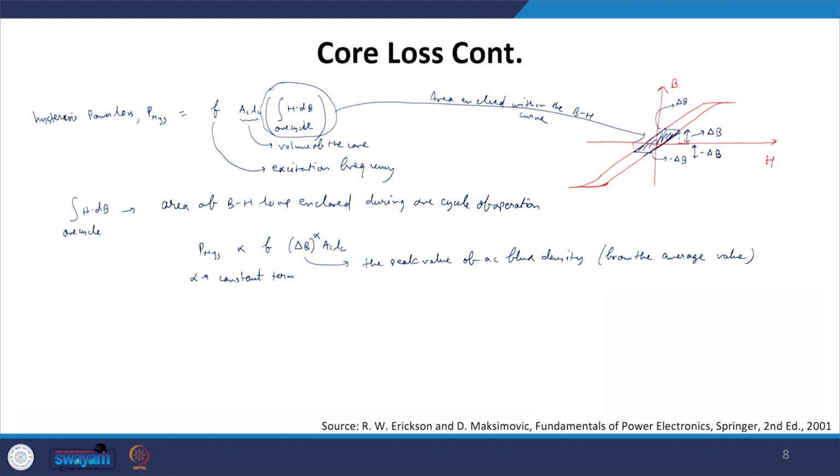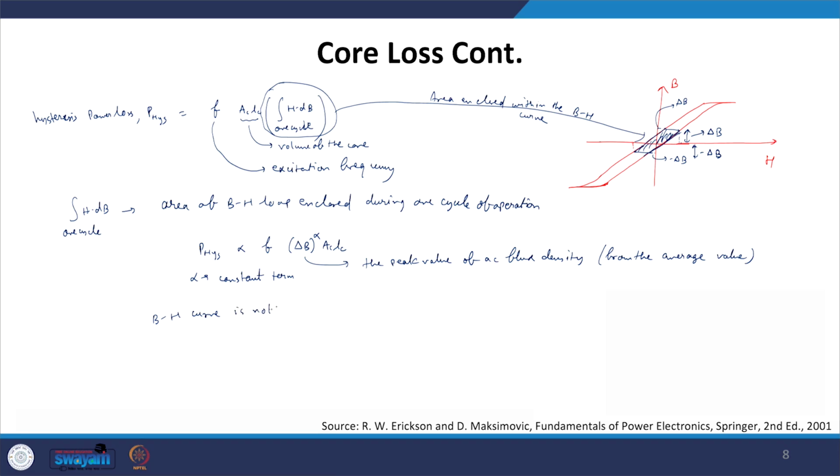So if we see in this curve, the average value is nothing but 0.0, and when we say delta B, it is nothing but the peak value of AC flux density going in one direction. So from the average value, this is our delta B on one side, and on the other side it is minus delta B.